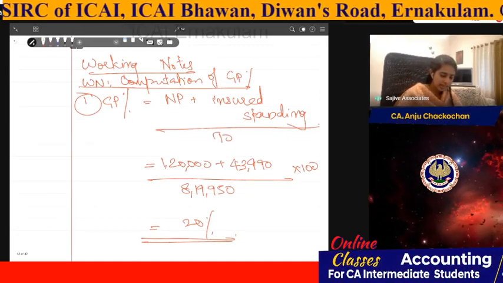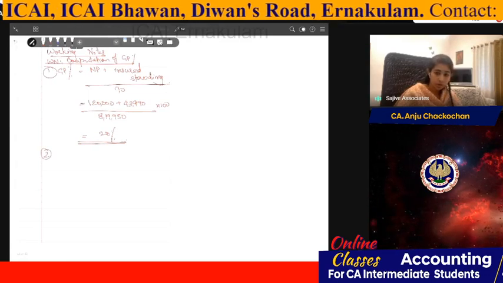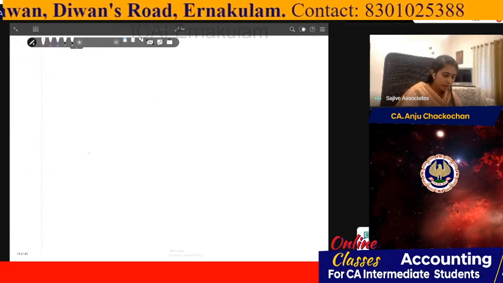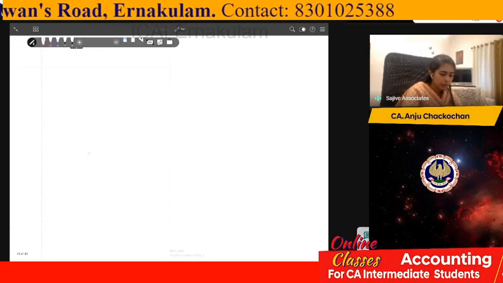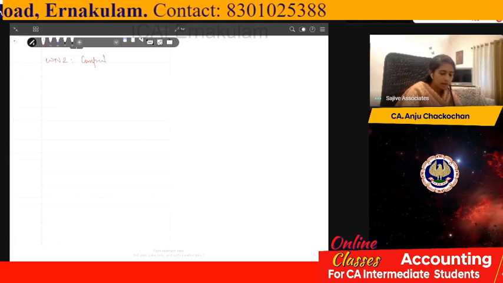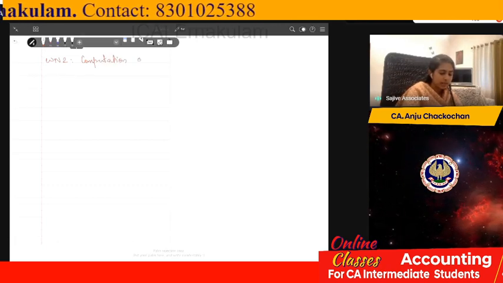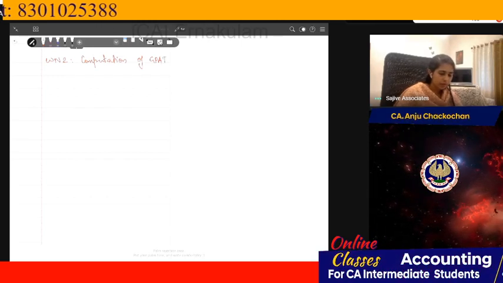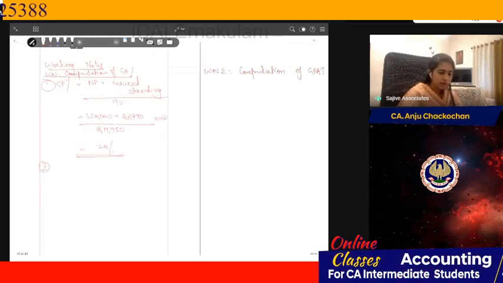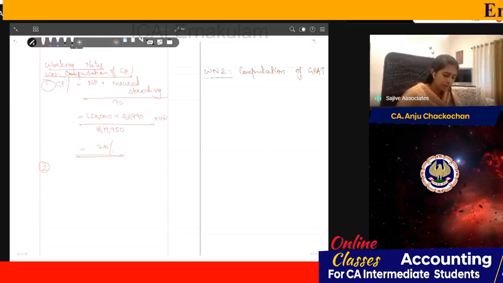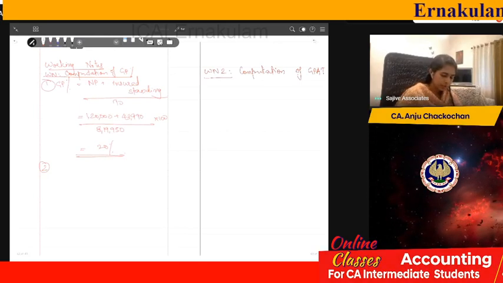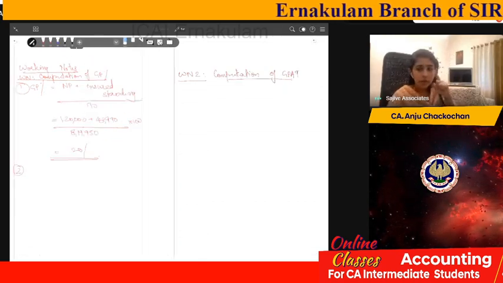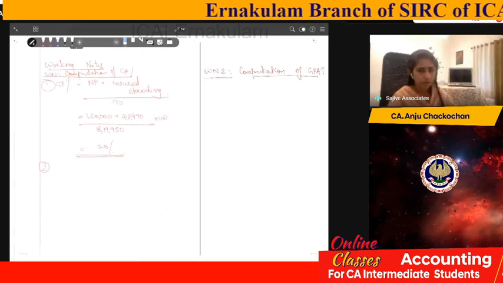So the next step will be GPAT, which is working note number two. Working note number two, computation of GPAT. See, GPAT, we know that it is exactly 1 year before the fire.